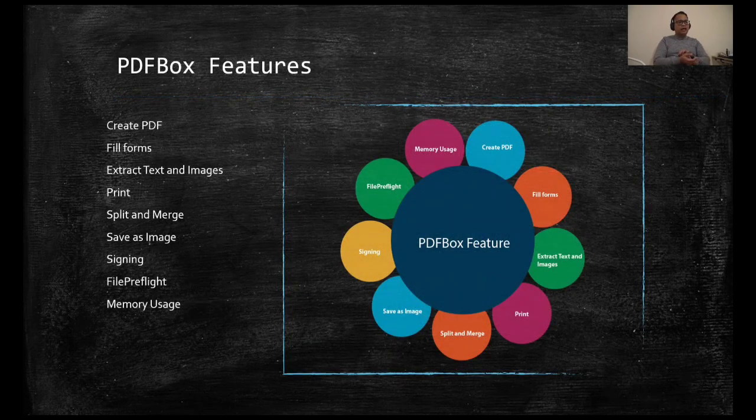So here's a little diagram of the different features of PDFbox. So with it, you can use that to create PDF, of course. You can also use that to create forms, wherein you can also put data in. And as I touched on briefly earlier, you can use PDFbox to extract text and images from existing PDF files. You can use it to print. You can also use the PDFbox to save, let's say, an existing PDF file and save it as an image format like JPEG or PNG. You can also use it for signing documents and also for file pre-flight and memory usage.